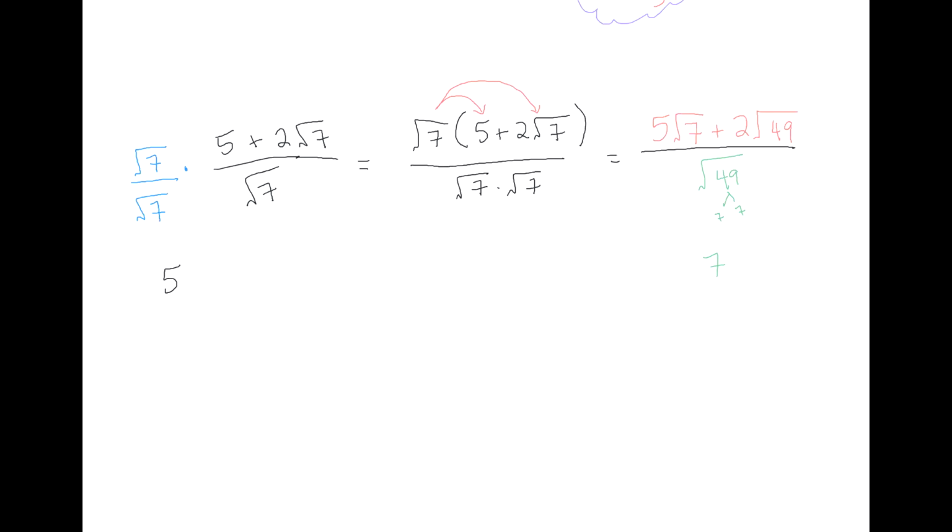So 5 square root of 7 plus, okay, this 49 is 7 times 7. So 7 is going to come out of here also and multiply with the 2 that I already have. So I have 5 square root of 7 plus 14 over 7. Nothing I can do with that.